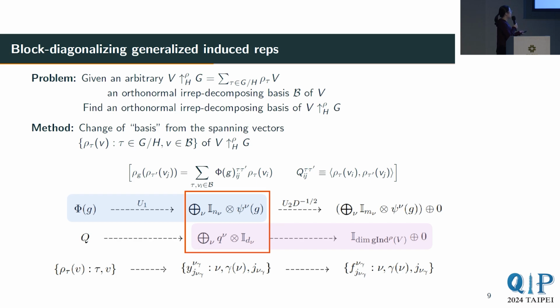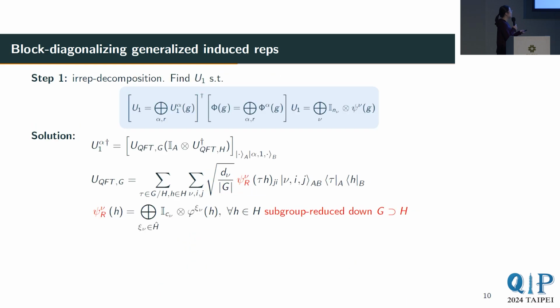And this procedure can happen precisely because of the red box here, that those Q nu lies in the multiplicity spaces of the irreps. And this is due to our key observation that for any generalized induced representation, the gram matrix always lies in the commutant of the induced matrix representations. And now let's spell the result out in more detail.